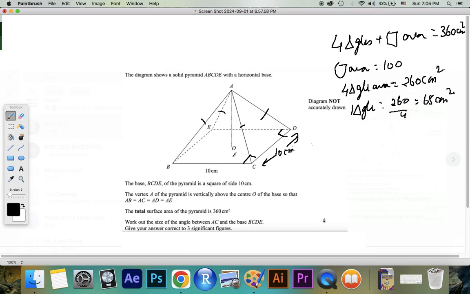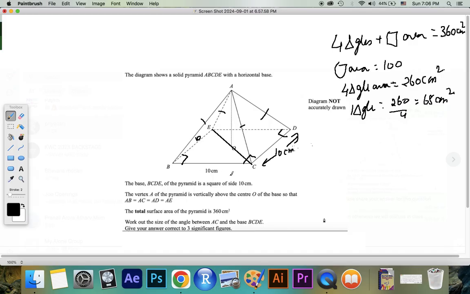First, we know that BE is 10, right? And we have BC also is 10. So if we were to connect this and find the diagonal, what does that become? That becomes 10 squared plus 10 squared. Why is it 10 squared plus 10 squared? Because we are applying Pythagoras theorem.